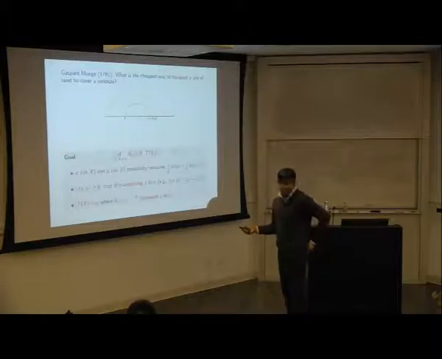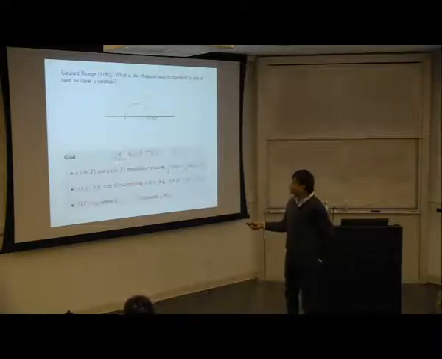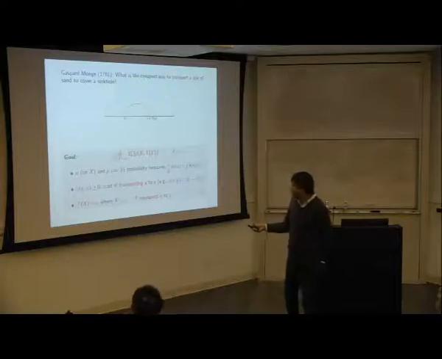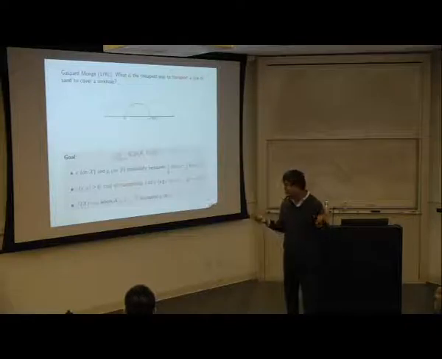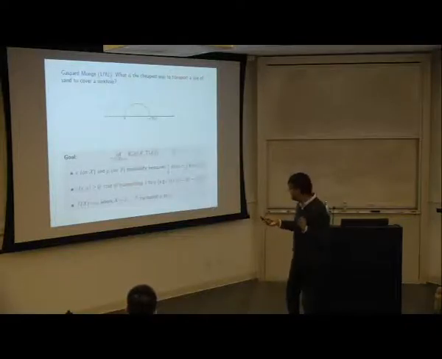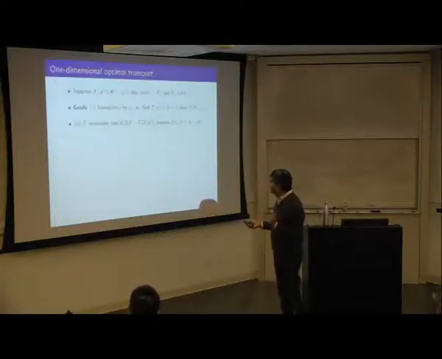And of course, there can be many, many such maps which transport nu to mu, but I want a map which has the smallest cost. Okay? So that's really what Monge posed about 250 years back. Is that clear? That's something that you've already seen. So why is this relevant?